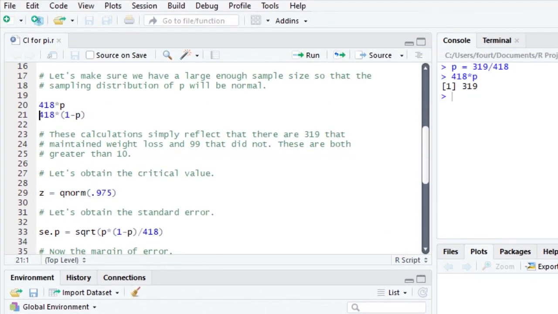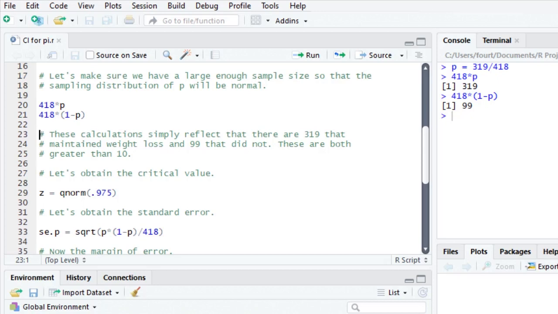I get 319 when I multiply 418 times P, and I get 99 when I multiply 418 times 1 minus P. Notice something about these numbers. These calculations simply reflect that there are 319 that maintained weight loss and 99 that did not. So when you are collecting data and you are putting people in one of two categories, the number of people who are in each category can be used to see if you have met the condition that n times p and n times 1 minus p are both greater than or equal to 10.